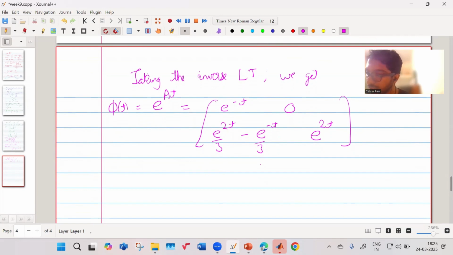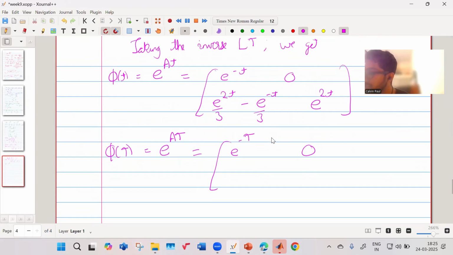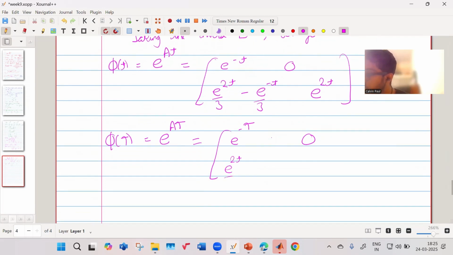Now what is phi of capital T? Phi of capital T is equal to e to the power A into capital T. That is equal to e to the power minus capital T, 0, then e to the power 2 capital T upon 3 minus e to the power minus capital T upon 3, and here it is e to the power 2 capital T. Okay, so this is the expression which we have got for phi of T.